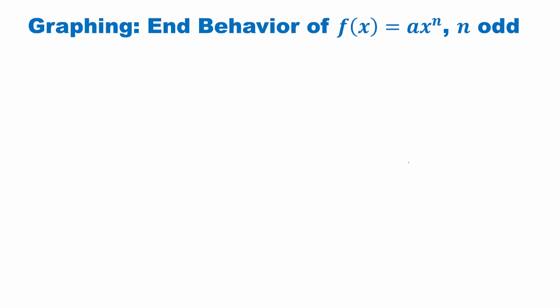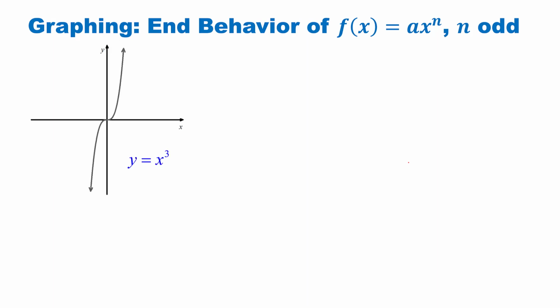Now, let's look at the case where n is odd. So we'll use the function y equals x cubed for this example. Here, 3 is an odd power. 1, the coefficient, would be greater than 0. So what happens as our graph heads to the left? It goes down. As our graph heads to the right, it goes up.